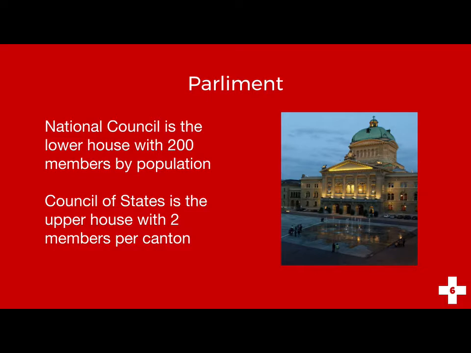It could be thought of a lot like the House of Representatives, while the Council of States is the upper house, much like the United States Senate, with 2 members per canton. Each canton gets 2 members, with the exception of the half cantons, which only get 1 member. So in total, there are 46 members of the Council of States.